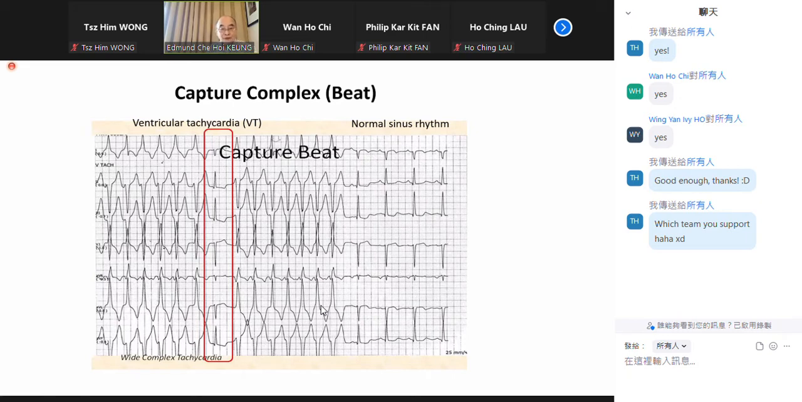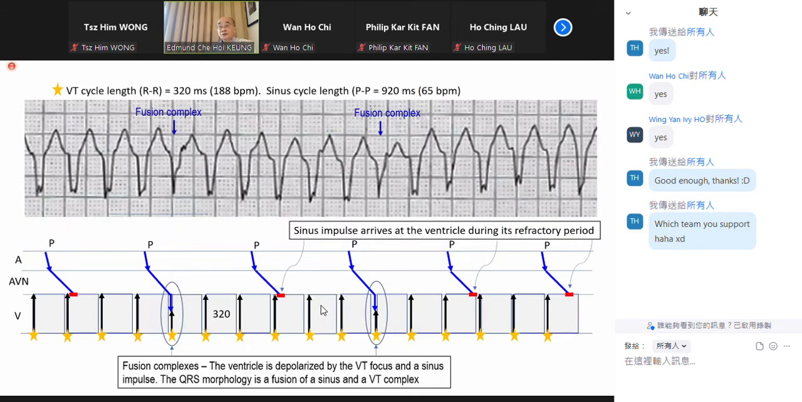That's good enough to say that, hey, this is fusion, or this is VT. Now, illustration of fusion complex. You look at this wide complex tachycardia. Okay? They all look the same. They look wide except the two that are marked down as fusion complexes. Okay? So it's not as narrow as you would like, but it is different in shape. Okay? Different shape is good enough.